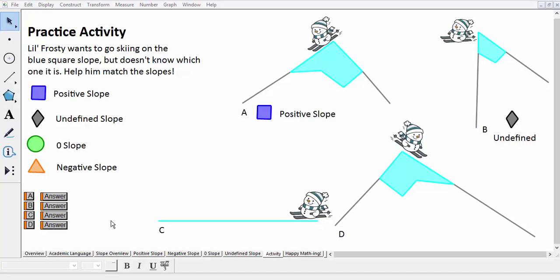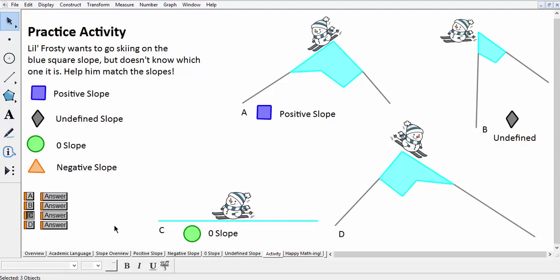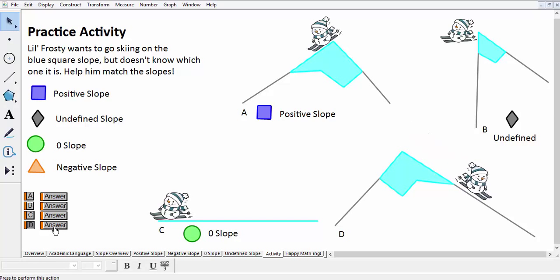Now let's look at slope C. Which slope is this one? That's right. It's the green circle, a slope of 0. Now let's look at slope D. Which slope is this one? That's right. It's the negative slope, the orange triangle.